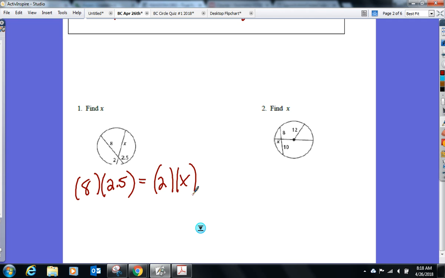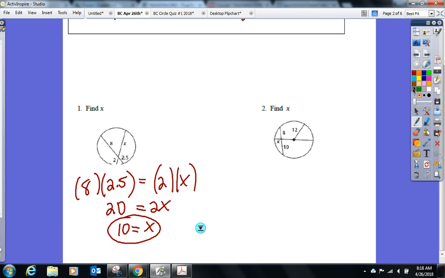See, everyone, how this new theorem works. When you have two chords that intersect, the product of their segments are going to be equal to each other. All right, so I end up with 2x being equal to 20. X equals 10. We are right on how that one works.